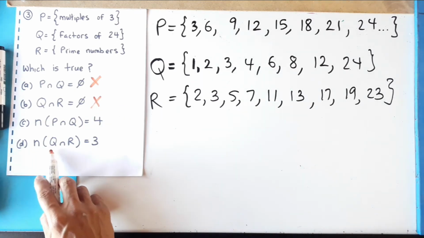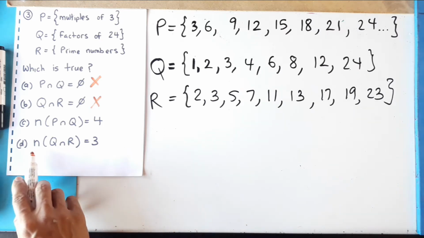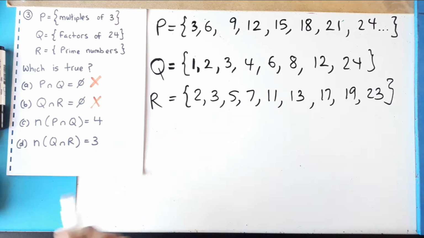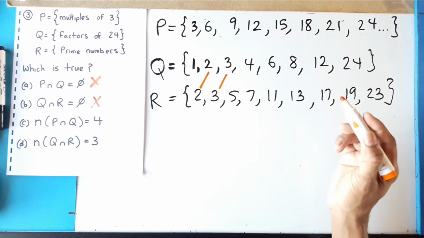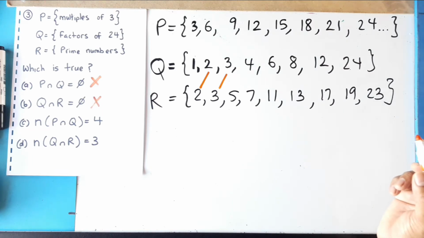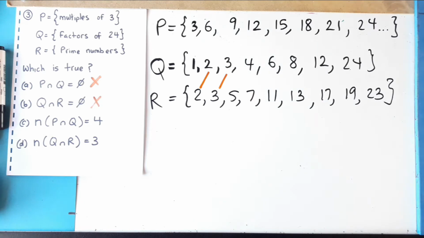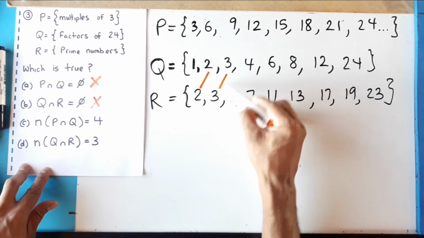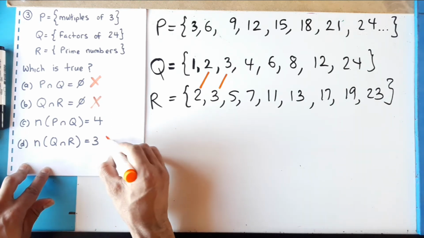The number of people in Q intersect R is 3. Now, N stands for number of. They want to know how many similar items there are between Q and R. Is it 3? Q and R: 2 is common. The 3 is common. What else is common? Anything else common? Nope. I don't see anything else common between Q and R. There are 2 similar items, 2 and 3. So if this was 2, it would have been correct. But they put 3, so this is wrong.